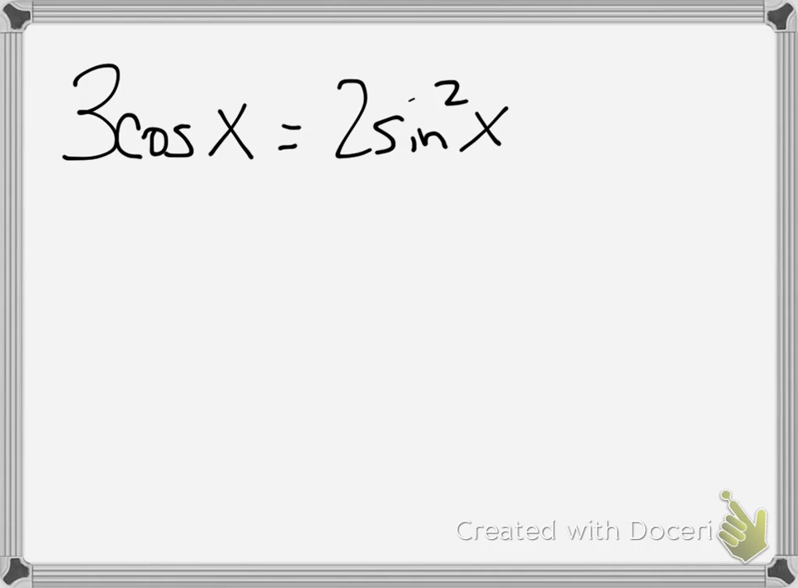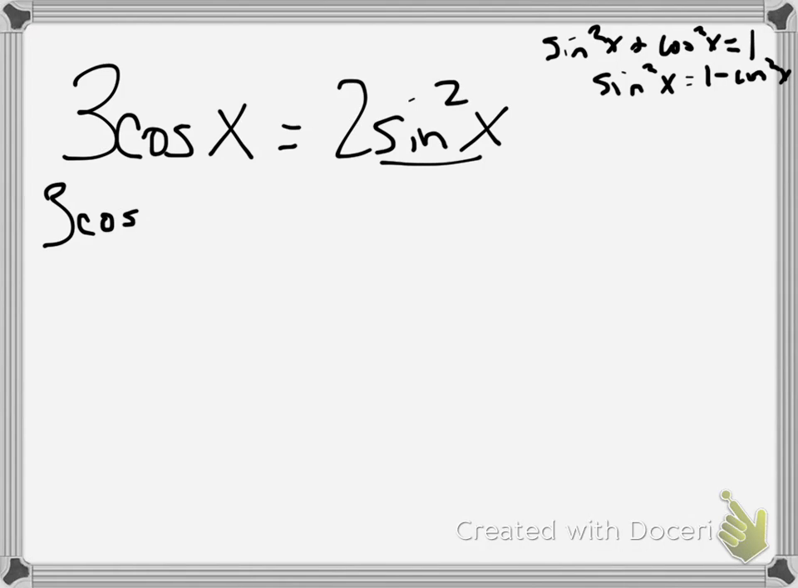Well, notice that I have a sine squared x. Notice, too, that we can use, perhaps, our Pythagorean identity to rewrite this in terms of cosines. Remember that sine squared x plus cosine squared x equals 1. So if we subtract the cosine squared x, sine squared x equals 1 minus cosine squared x. So perhaps let's make that substitution first. So I'll rewrite sine squared x as 1 minus cosine squared x.